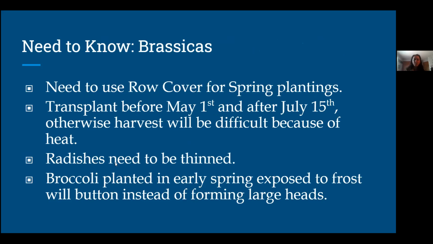And then just some more need-to-know basics on brassicas. If you are going to be planting brassicas, you will want to use some row cover for the spring plantings just to give them some extra heat.